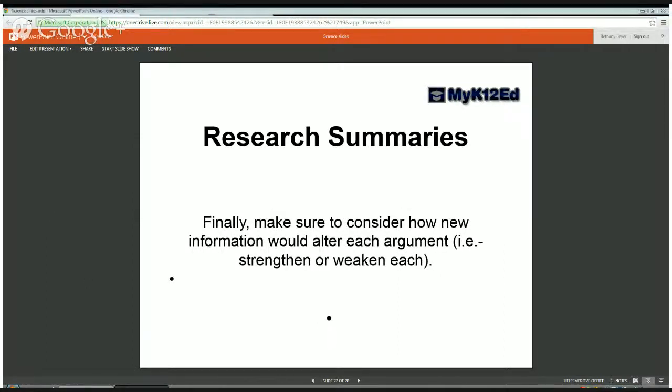Finally, you want to make sure to consider how new information would alter each argument, i.e. strengthen or weaken each. Sometimes they might say, dinosaur bones were found on this continent, how would that strengthen or weaken the arguments? So they might give you a little bit of information and ask whether it would strengthen scientist one's argument or weaken scientist one's argument. They might just ask you to interpret that, use a little bit of new information, and see how that would affect each viewpoint.